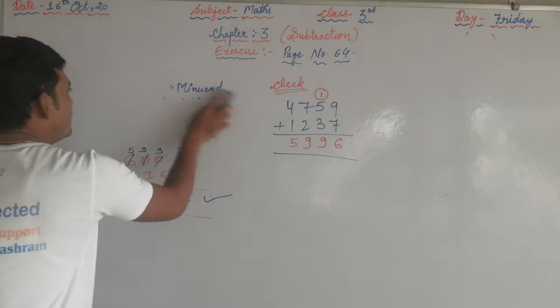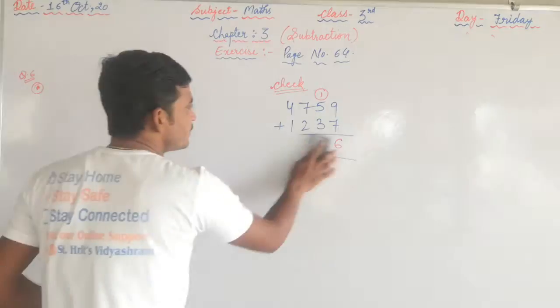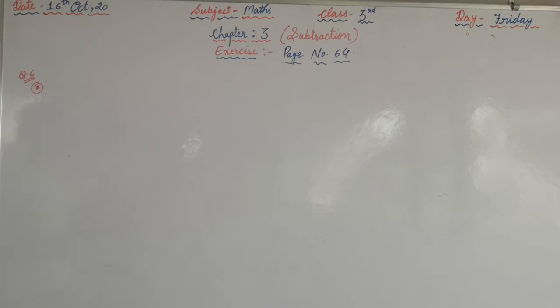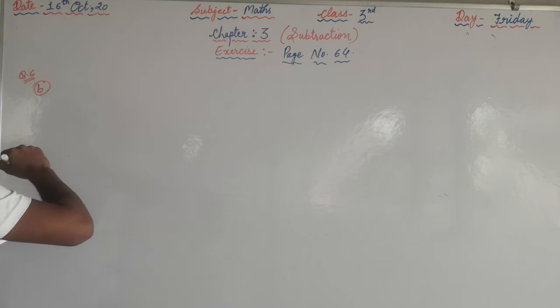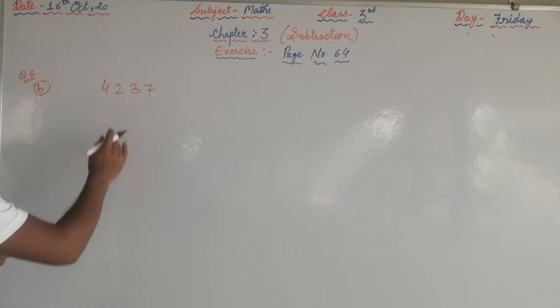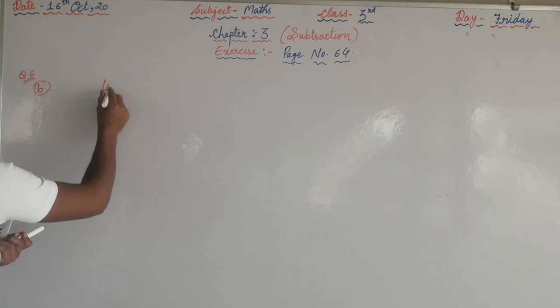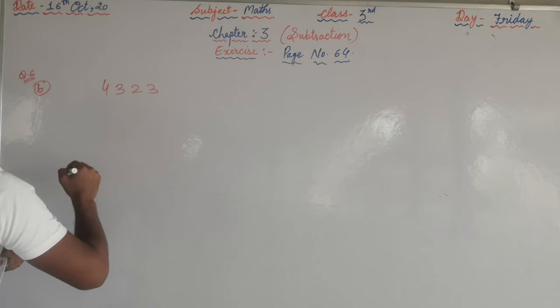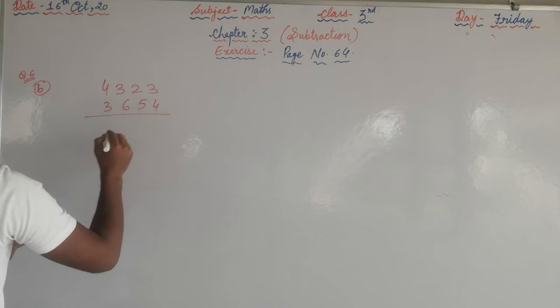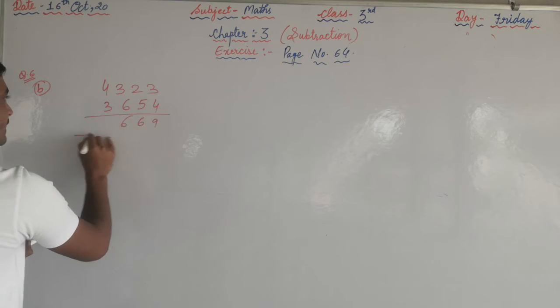Now see part B. First you have to check whether the subtraction is right or not. If the subtraction is not correct, then you have to write down the correct subtraction. Part B. The minuend is given, 4323, and the subtrahend 3654, and the difference is 669.